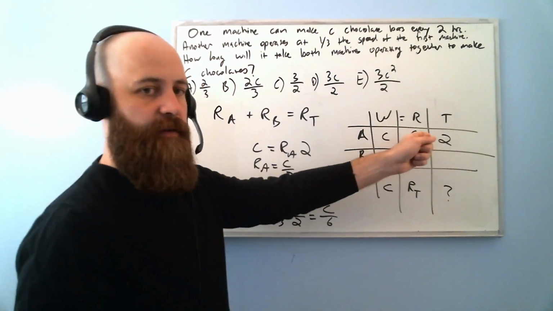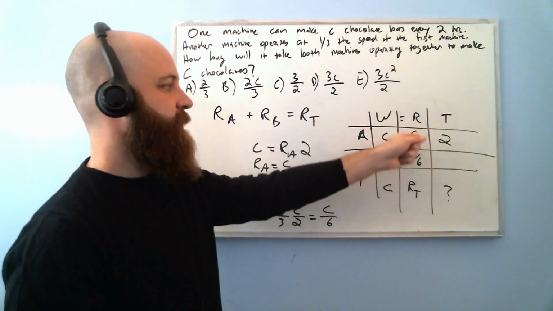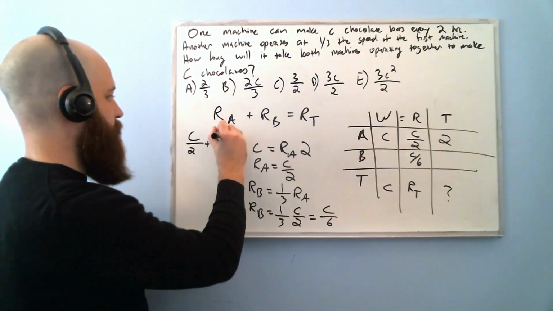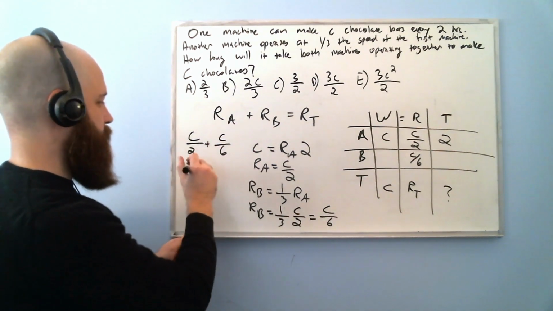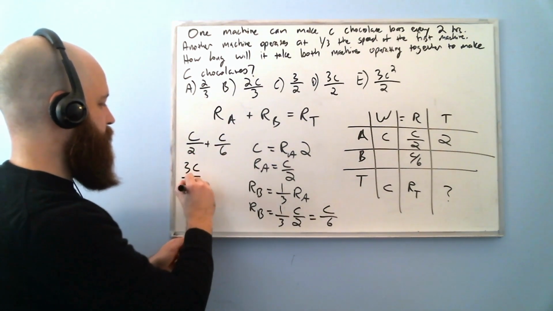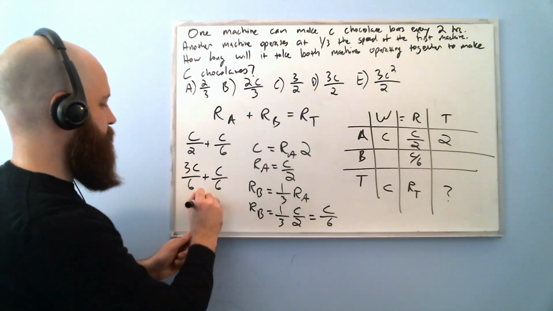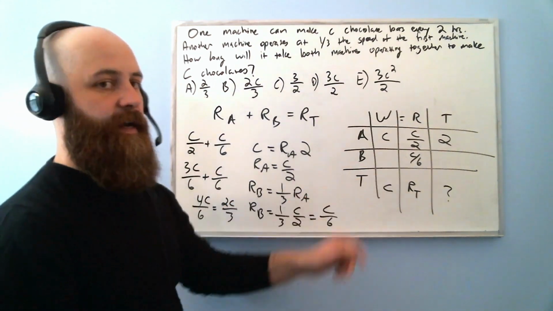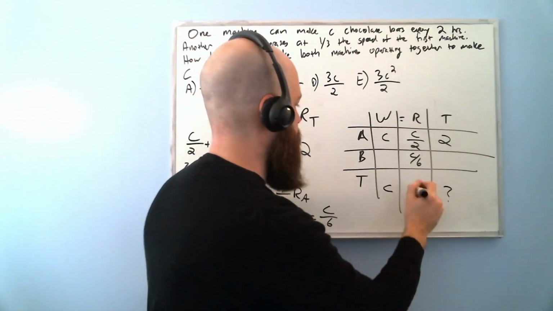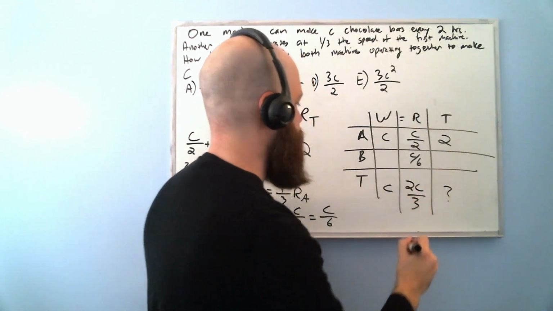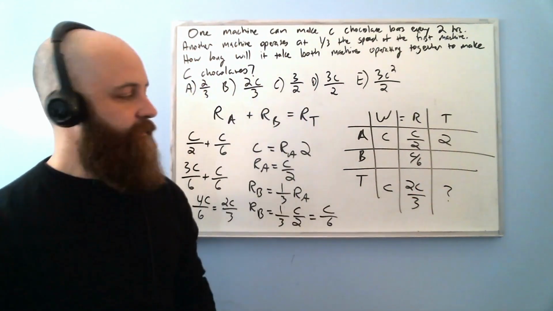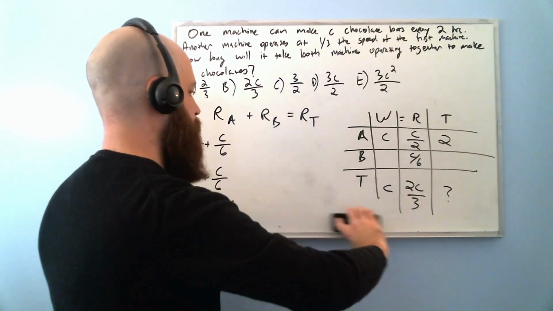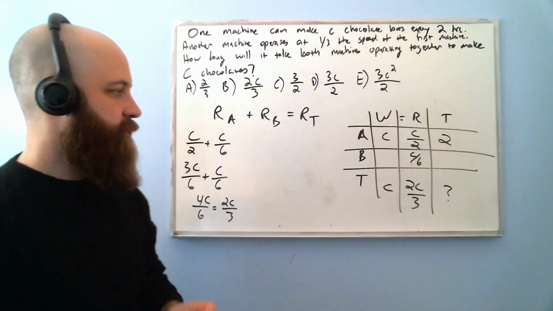So I can now punch in the separate rates for each machine. I know if I add those together, I'm going to get the total rate. So C over 2 plus C over 6 is equal to the total rate. So 3C over 6 plus C over 6 gives me 4C over 6, or 2C over 3. Great, I found the rate of the machines working together. Now I have those two columns filled in, and I can solve for the time when they're working together to produce C chocolates.